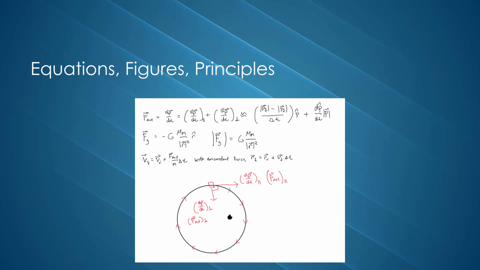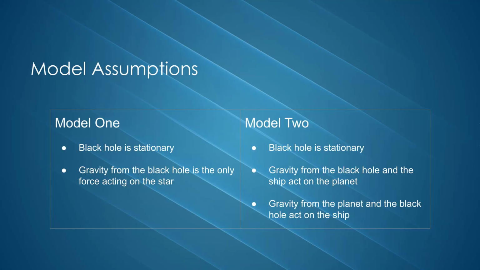On the bottom, you can see a figure that visualizes these two components of an object orbiting another object in a clockwise direction. And then on this page, we also have the formulas for the force due to gravity, the magnitude of the force due to gravity, and the two position update formulas.